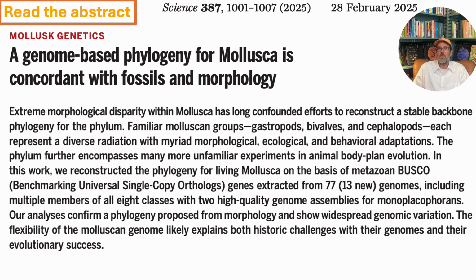In this work, we reconstructed the phylogeny from living Mollusca on the basis of metazoan BUSCO, that is, benchmarking universal single-copy ortholog genes extracted from 13 new genomes, including multiple members of all 8 classes, with 2 high-quality genome assemblies for the monoplacophorans. Our analyses confirm a phylogeny proposed from morphology and showed widespread genomic variation. The flexibility of the molluscan genome likely explains both historic challenges within their genomes and their evolutionary success.